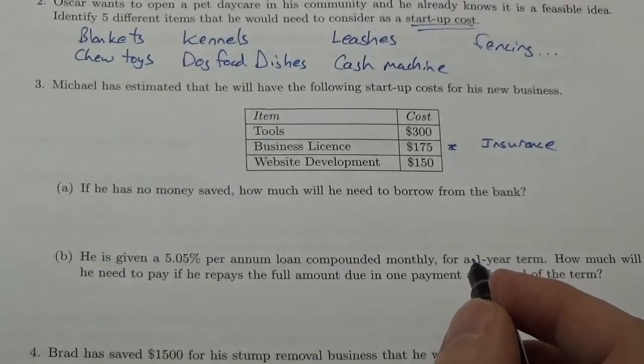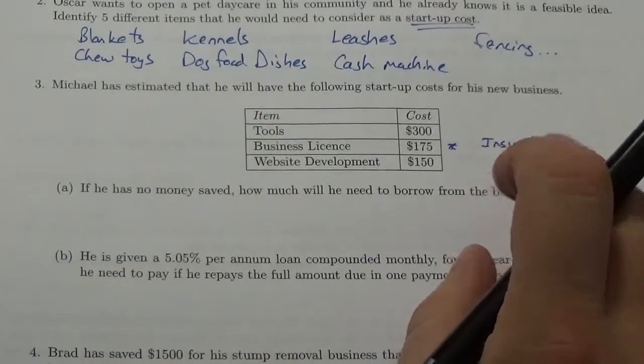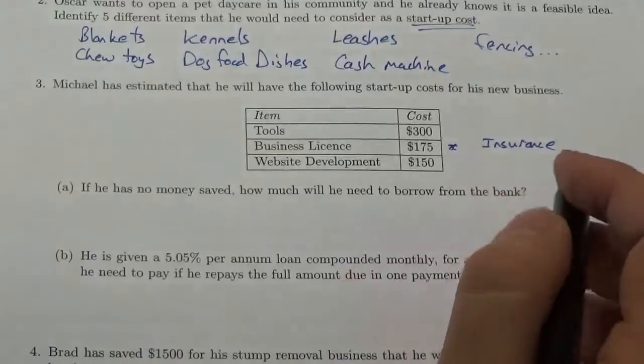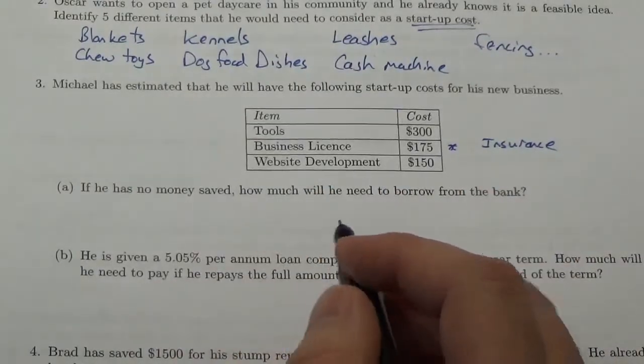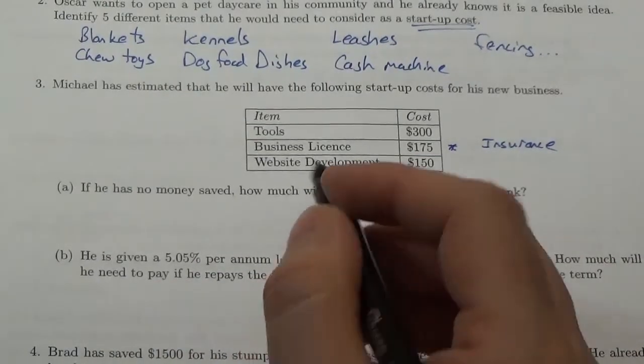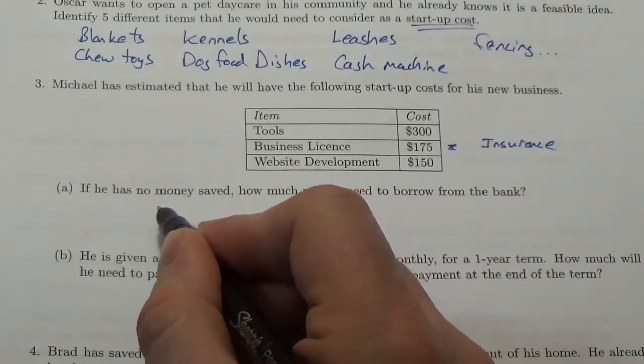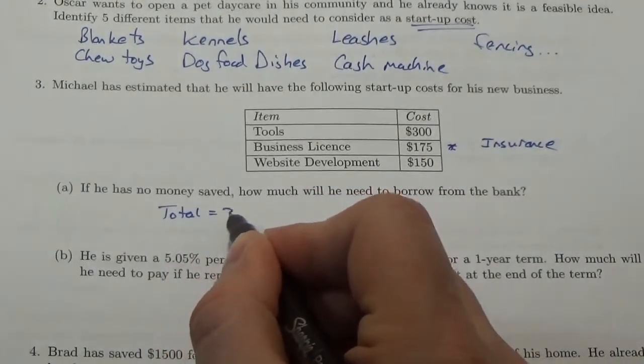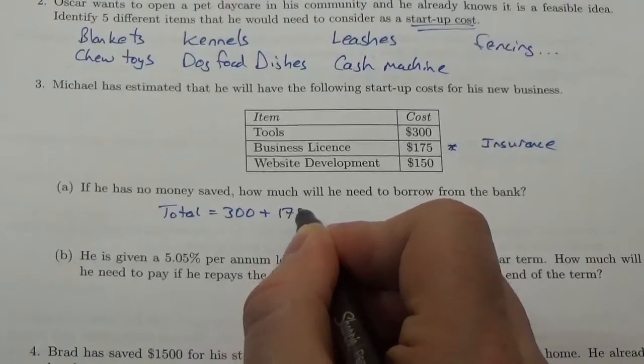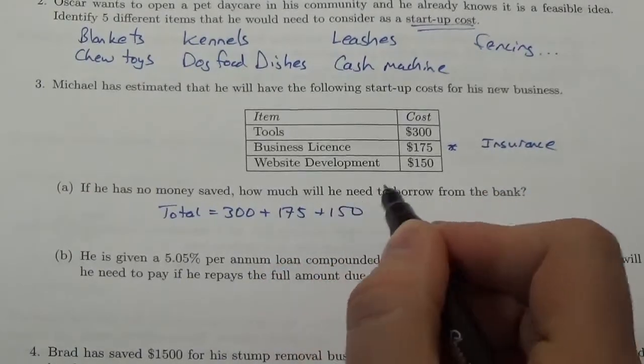Man, you don't want to be doing a lot of work without insurance there. That could be devastating. Okay, then here he's got website development. Now, if he's got no money saved, how much money will he need to borrow from the bank? Well, what's the total here? It's going to be 300 plus 175 plus 150.